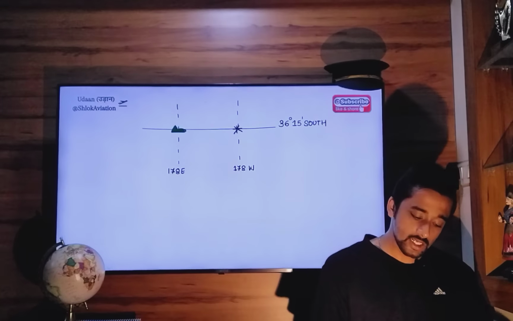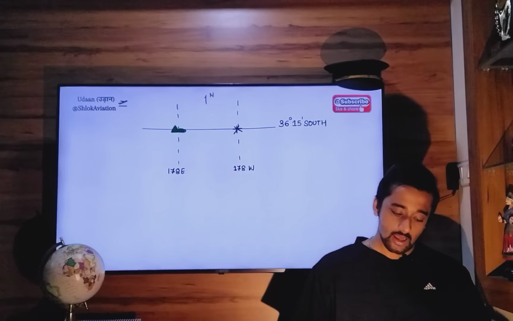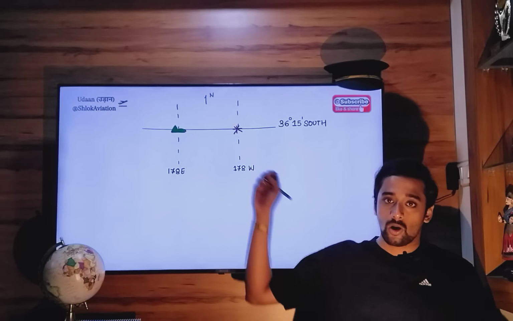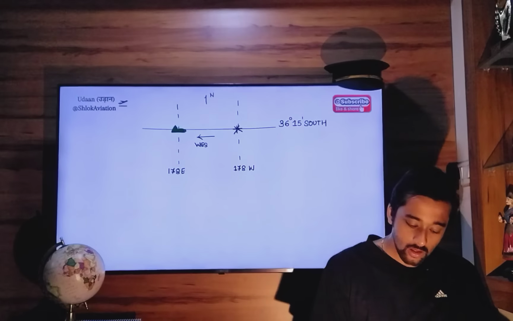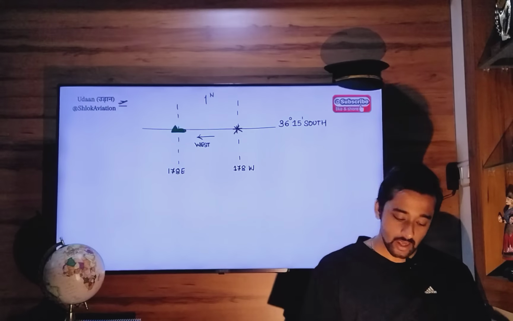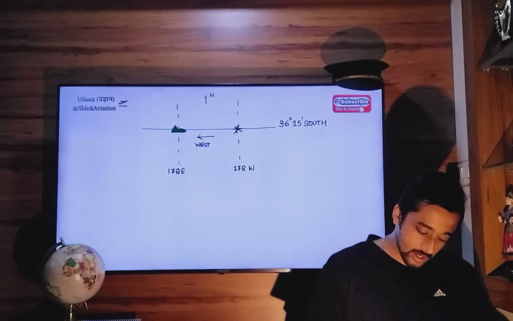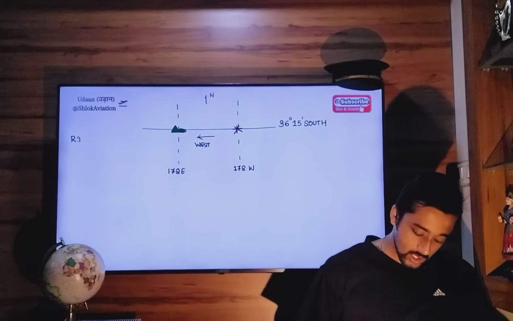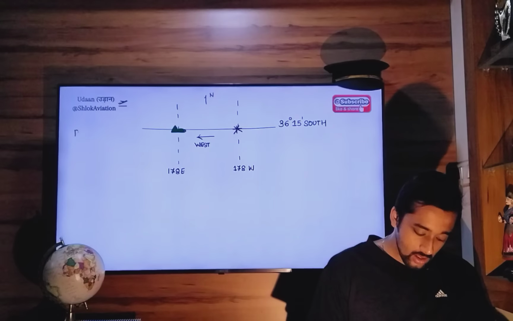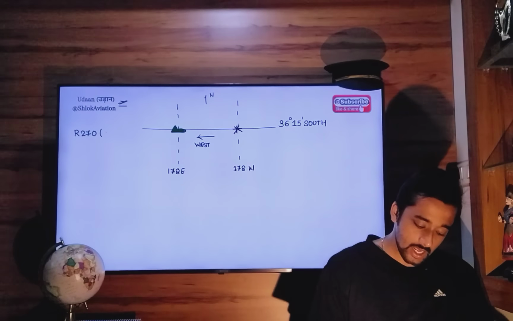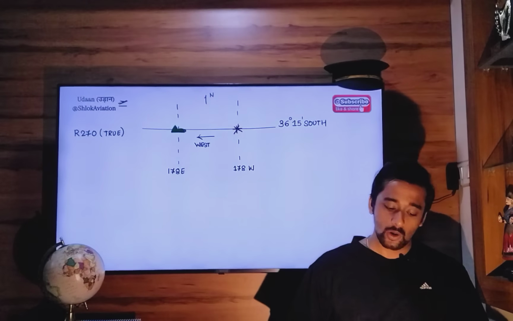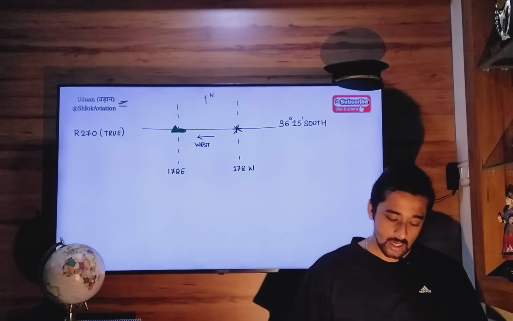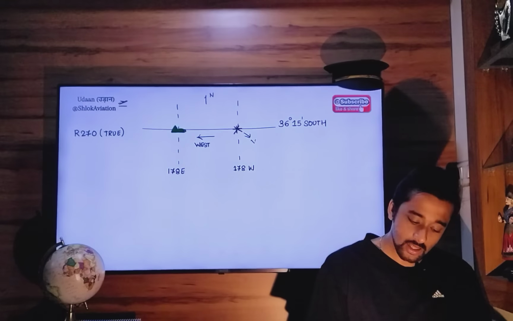That means, considering this is your northern hemisphere, the aircraft is to the west of the VOR station, right? That means the aircraft is situated on radial 270, but this radial 270 is with respect to true north datum. We need to know all radials in magnetic terms. So apply variation at the VOR station.